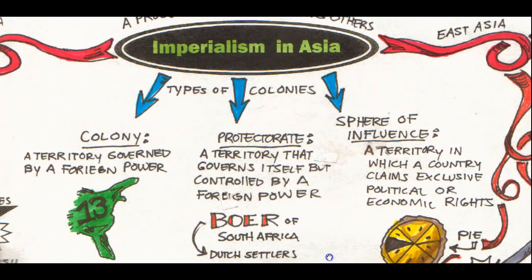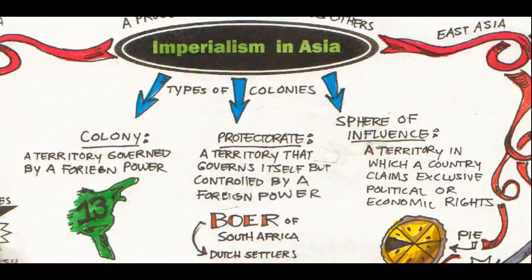Well, first is being a colony itself. This is just a territory that is governed by a foreign power. An example is the 13 colonies. They were of the United States, or it eventually becomes the United States. They were governed by Great Britain. They had pretty much no government other than what to answer to Great Britain.